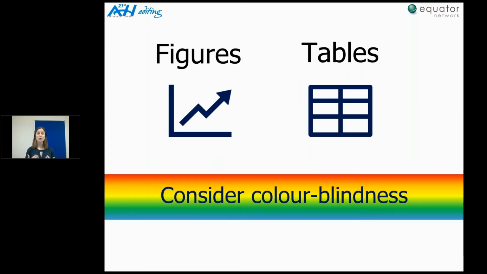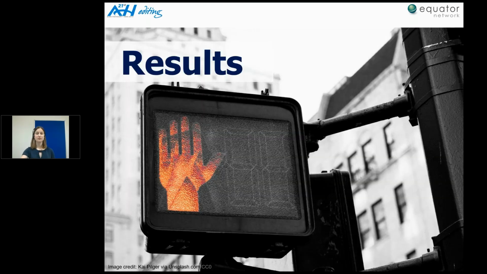And when you're picking your colors, remember color blindness. There's no point in using shades of red and green next to each other in a figure. A good chunk of the population is not going to be able to tell the difference between them. And there's some fantastic software out there that you can run your figures through to check that you've chosen sensible colors.